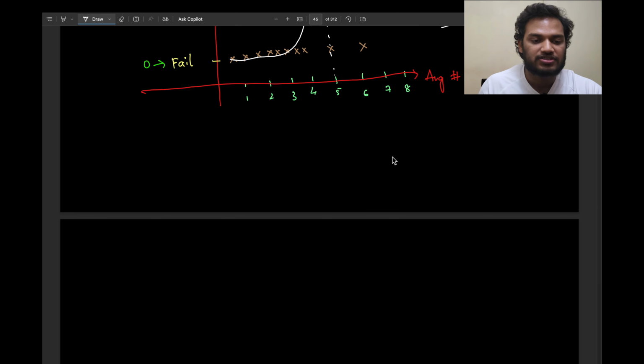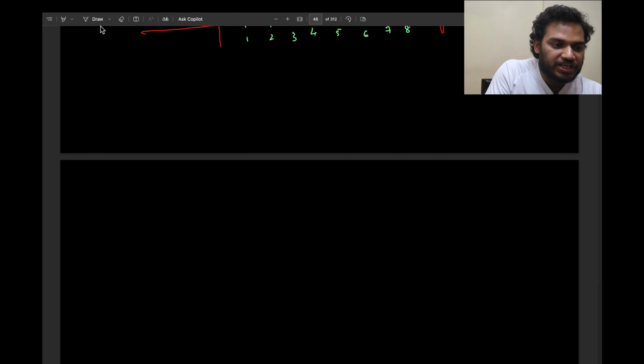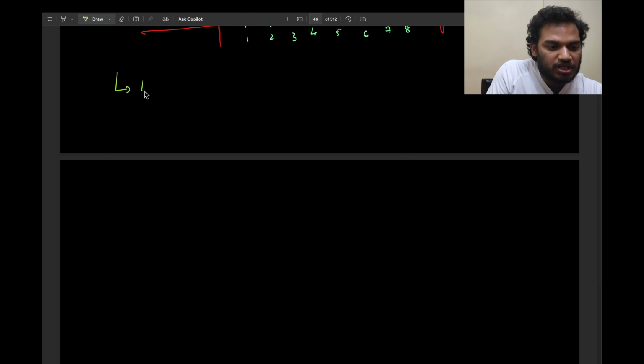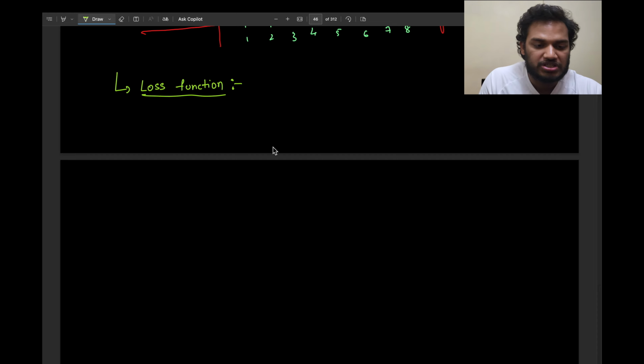And what will be our next step after the hypothesis? In any machine learning algorithm, the next step will be the loss function. In case of linear regression, we used a loss function that is mean squared error. But in case of logistic regression, we can't use that particular mean squared error.